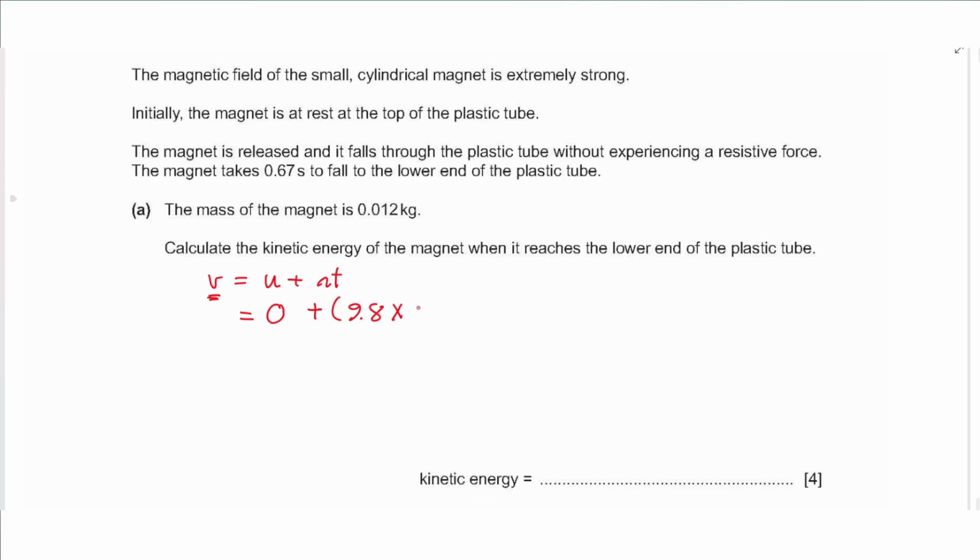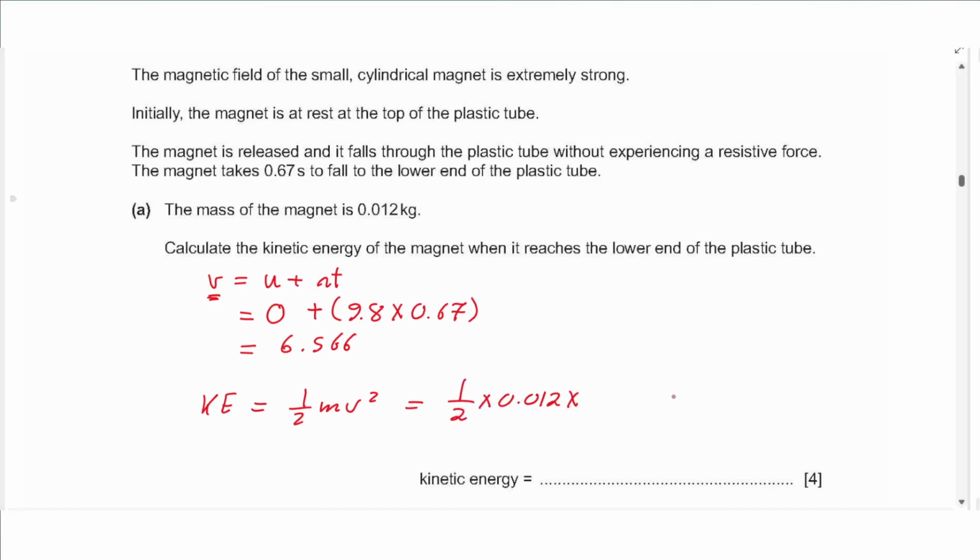Then we multiplied by the time, which is 0.67 seconds. We have an approximate value of 6.566. So then we can use the kinetic energy equals half mv squared. So half multiplied by 0.012 multiplied by the answer on the calculator squared. That gives a value of 0.26 joules.